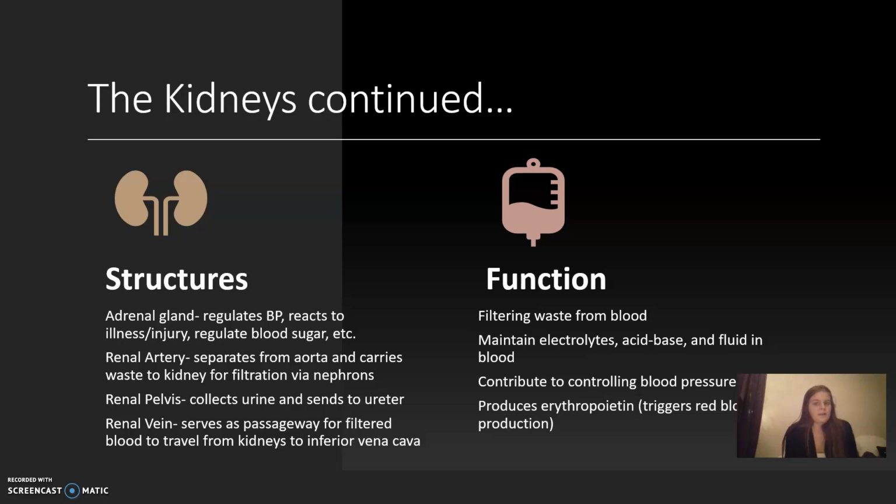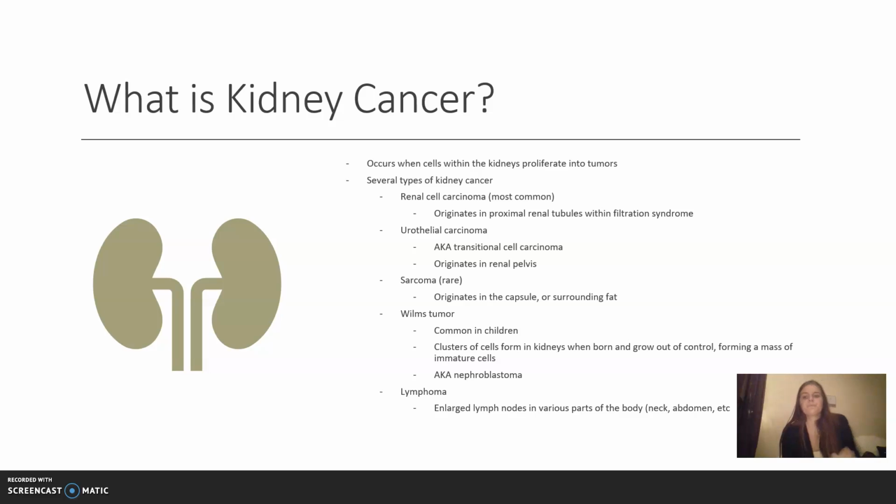Functioning, like I said, the main functioning is filtration, filtering any waste from the blood and secreting it through urine. The kidneys are also involved in maintaining an electrolyte balance, as well as controlling the amount of fluid in your blood, which then impacts blood pressure. This is affected by how much salt is retained or how much salt is excreted. And like I said, the kidneys are responsible for producing erythropoietin, which triggers red blood cell production.